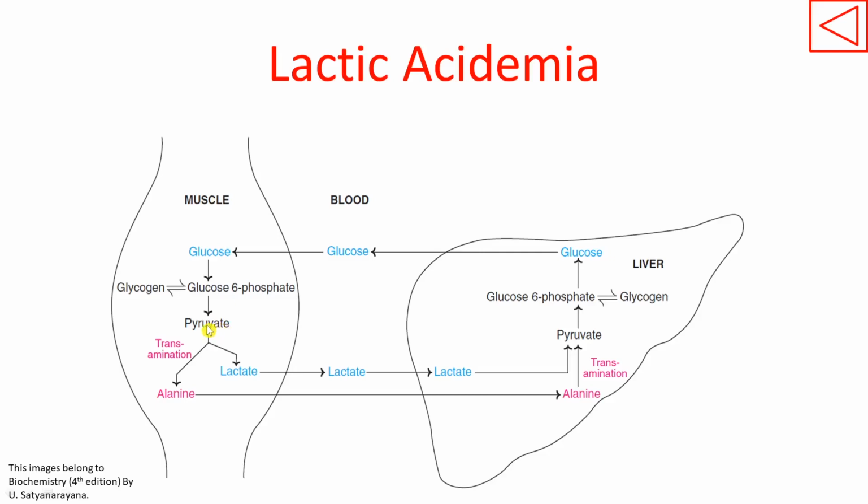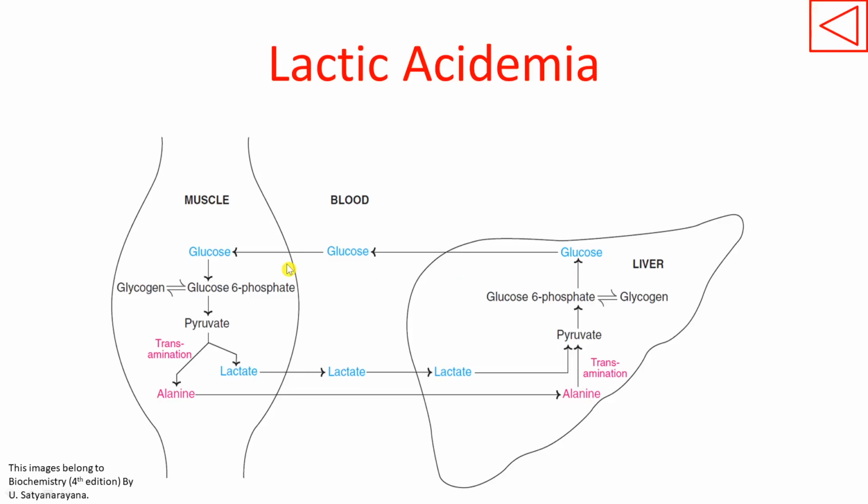Under anaerobic condition, this pyruvate gets converted into lactate. Now this lactate gets into our blood, and through our blood it enters into the liver. In our liver, this lactate gets converted into pyruvate, and through gluconeogenesis, this pyruvate will be converted into glucose. Once the glucose is formed in our liver, this glucose will be further utilized by our muscles for energy.